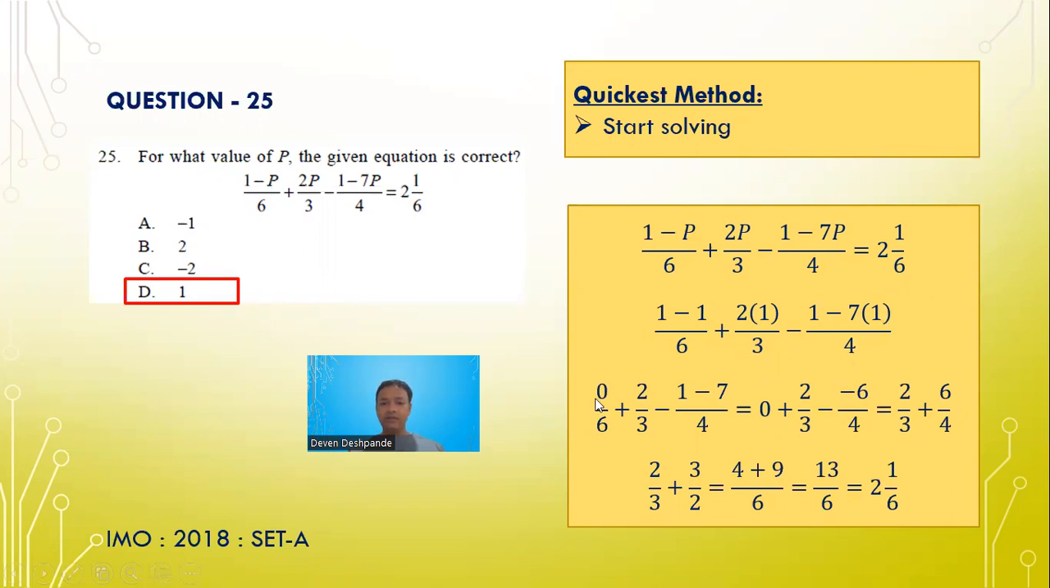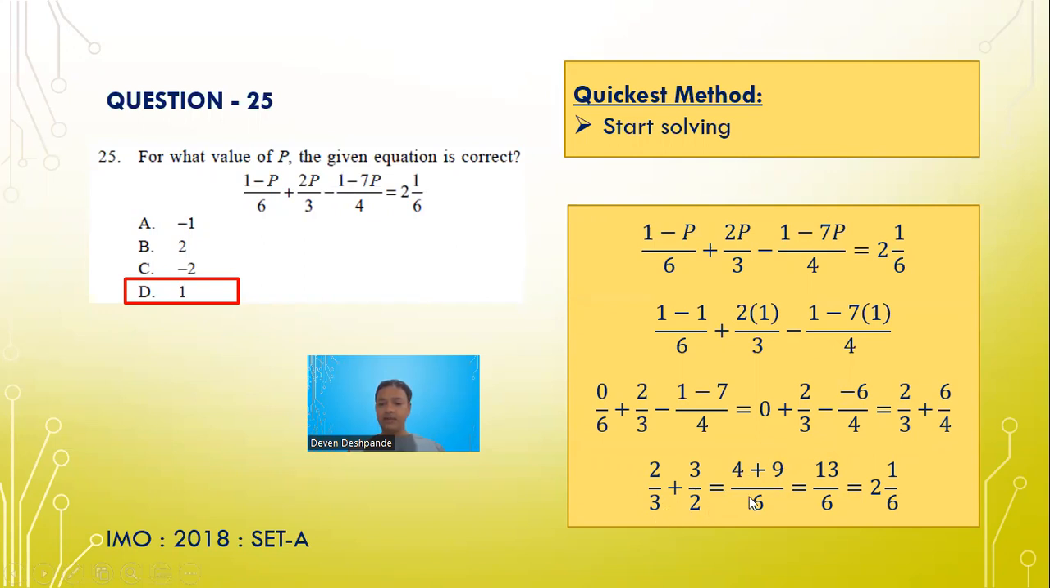So 1 minus 1 is 0, 0 upon 6 plus 2 upon 3 minus 1 minus 7 into 1 is 7. 1 minus 7 upon 4 is equal to 0 upon 6 is 0 plus 2 upon 3. And 1 minus 7 is minus 6 upon 4. So it will be 2 upon 3 plus 6 upon 4 because minus minus is plus. 2 upon 3 plus 6 upon 4. So 2 upon 3 plus, what is 6 upon 4? 6 upon 4 is 3 upon 2. 2 upon 3 plus 3 upon 2 is 2 2s are 4, 3 3s are 9, 3 2s are 6.